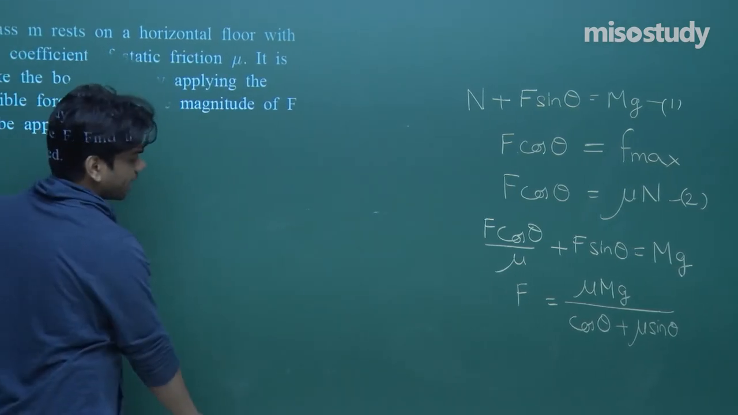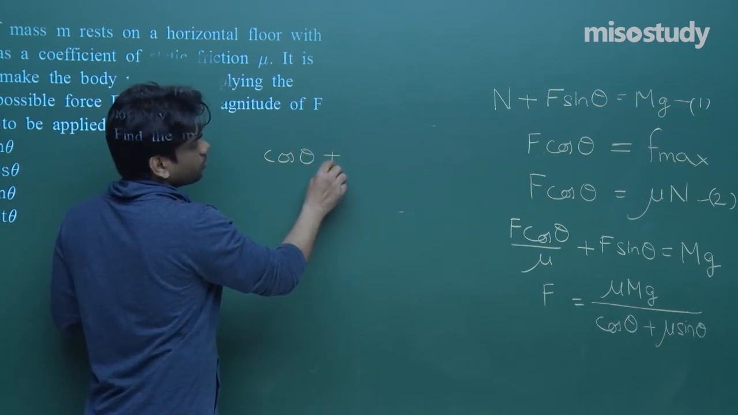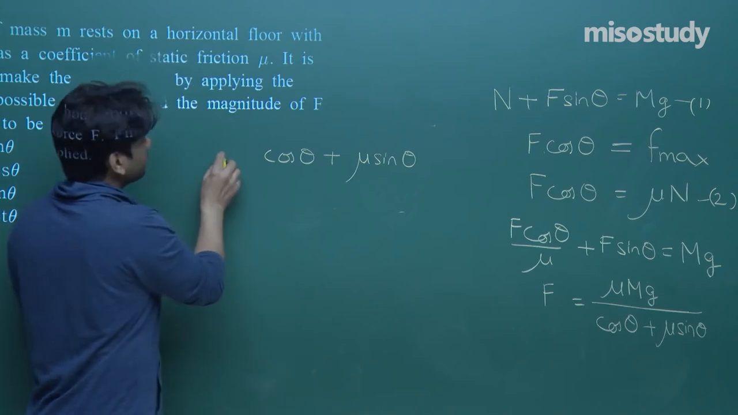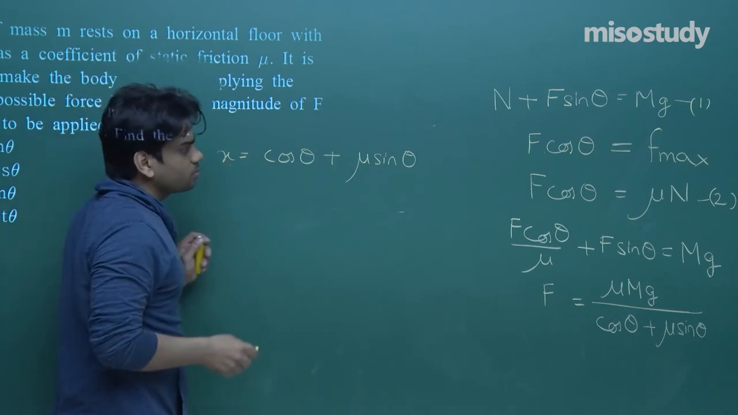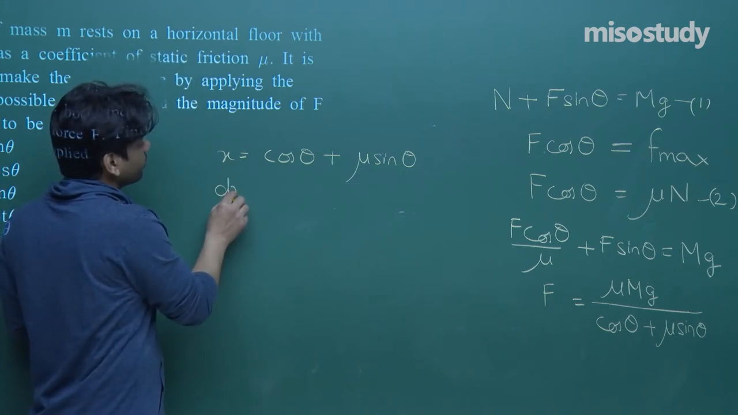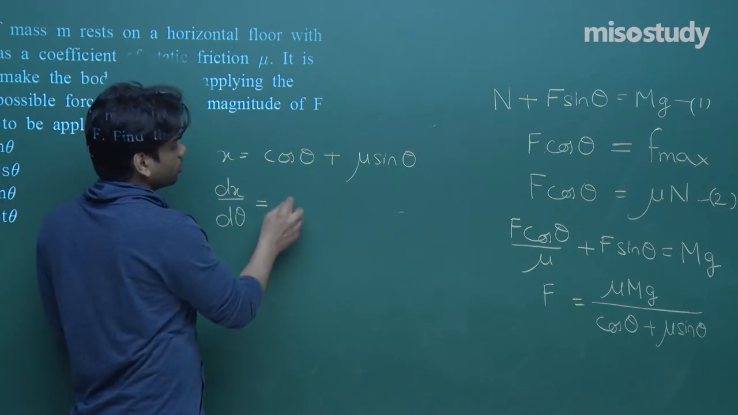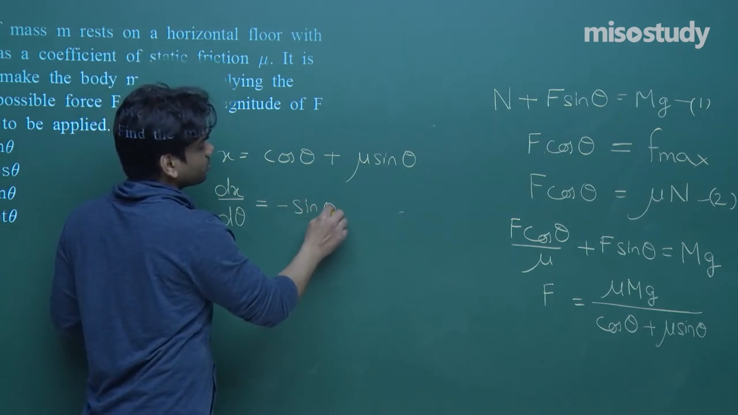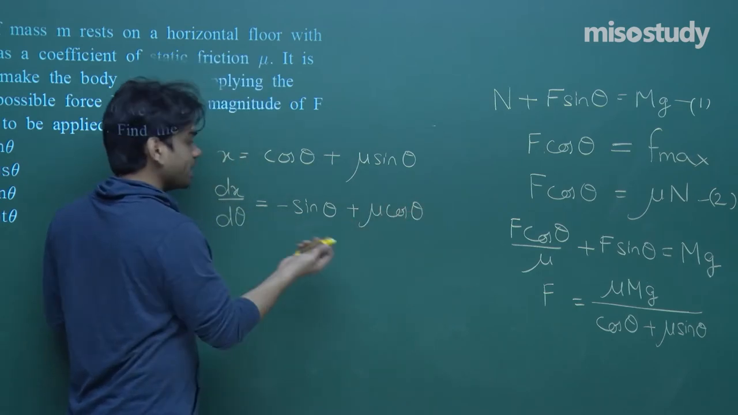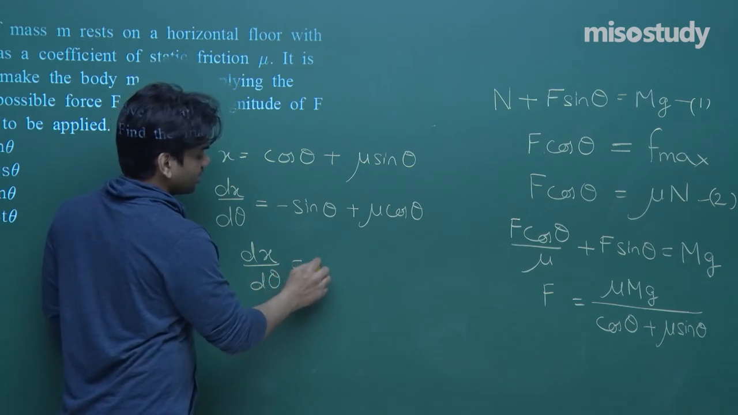So if we take cos theta plus mu sine theta as a term, let's say x is equal to cos theta plus mu sine theta, I need to maximize it, and for it we'll have dx by d theta. This will be minus sine theta plus mu cos theta. Now equate it to 0. So you need to write dx by d theta is equal to 0.